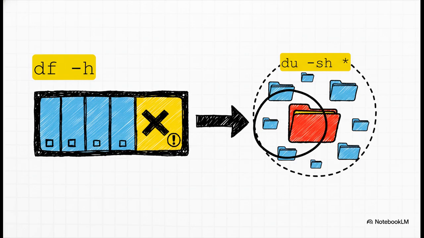The workflow is simple, but it's so powerful. First, you start big picture with df -h. That -h just stands for human readable, so you're not looking at a giant wall of numbers. This shows you the overall disk usage. Then, once you see which partition is full, you dive into that directory and use du -sh * to find the exact folder that's the biggest culprit. It's the perfect way to narrow things down.